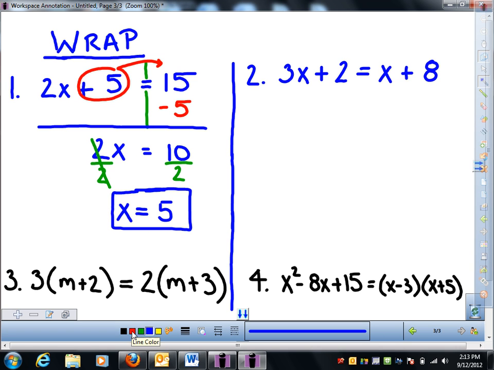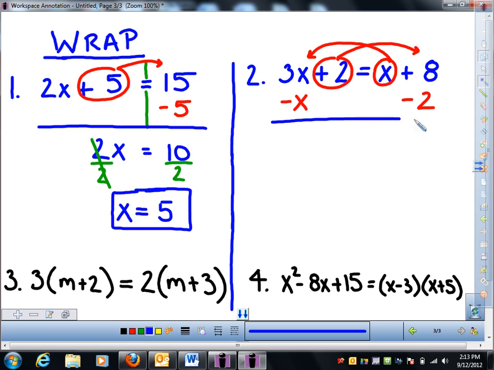Let's do another one. Example number 2. Letters on the left. I'm going to move my x over. When I move it over, it becomes its opposite. It's a positive x here, it becomes a negative x. Numbers on the right. I'm moving that 2 over. When it moves over, it becomes a negative 2. We do it this way, we get them all right.